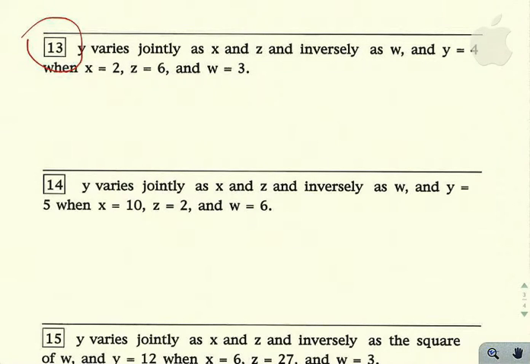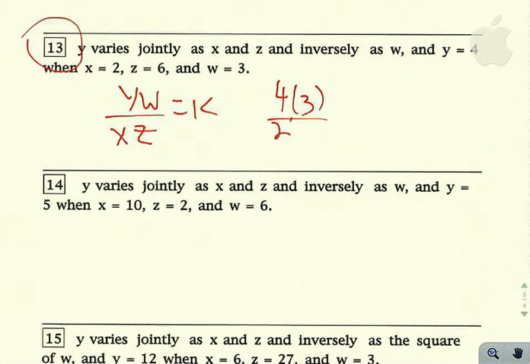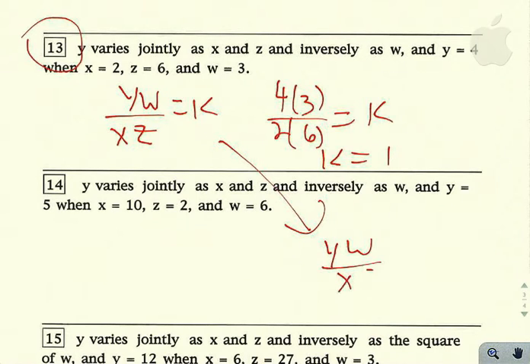Number 13. It says y varies jointly as x and z, and inversely as w. So now we plug in, we'd have 4 times 3 over 2 times 6, that'd be k. Well, k is going to be 1. 12 over 12 is 1. So our equation will become y times w over x times z equals 1. Now we have finished chapter 8.